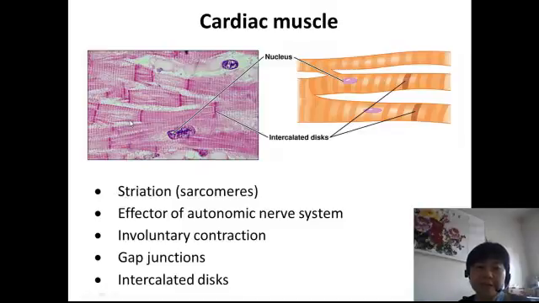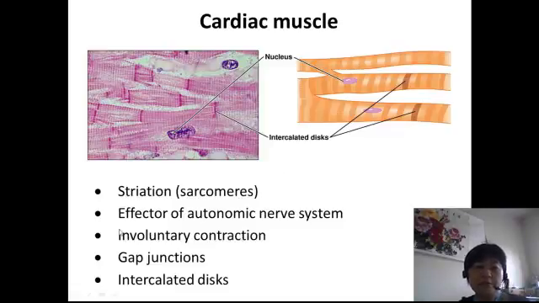The left side histology picture shows that it is very regularly arranged with striation, that is the sarcomere-based structure. This is illustrated on the right side, with the dark band being the A band and the light band the I band, which is similar to skeletal muscle. And many other features are similar to smooth muscle.